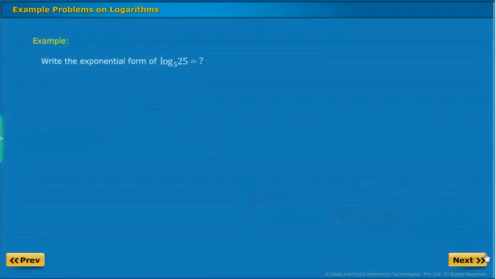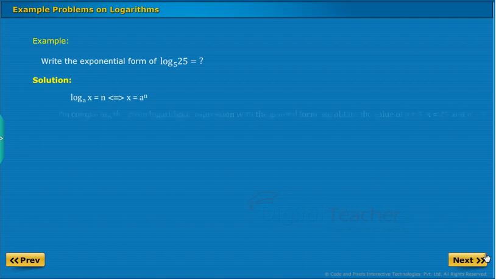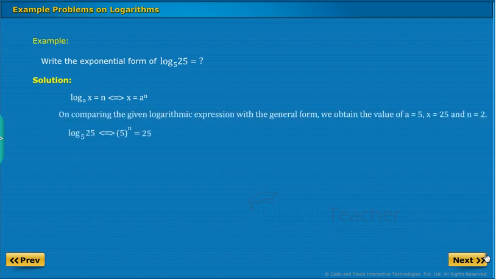Write the exponential form of log 25 to the base 5. Solution. Recall that if log x to the base a is equal to n, then x is equal to a power n. On comparing the given logarithmic expression with the general form, we obtain the value of a, x and n as shown on the screen. So the base 5 should be raised to the power of 2 to obtain the number 25.